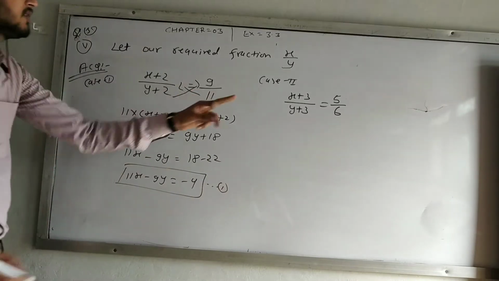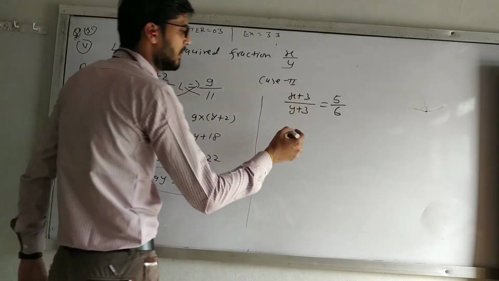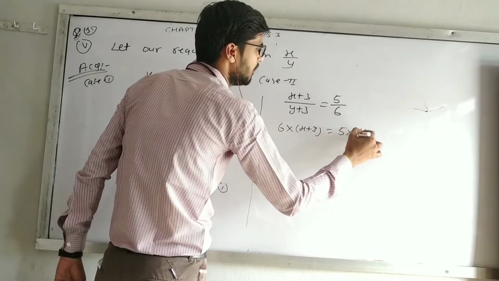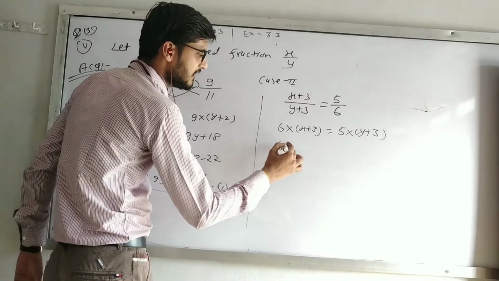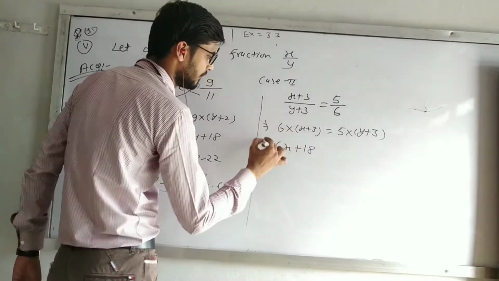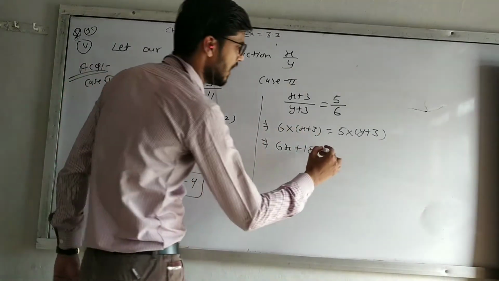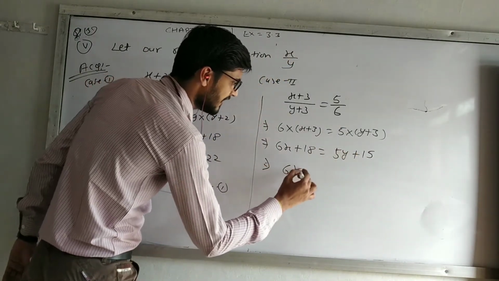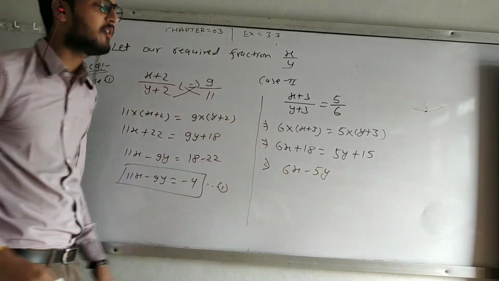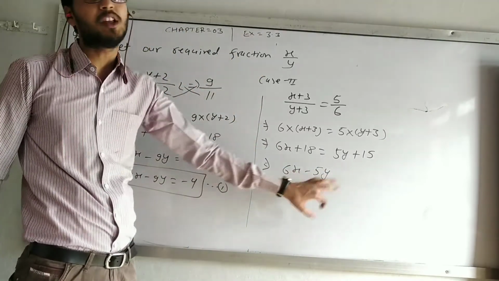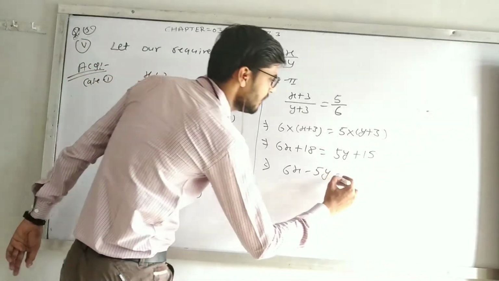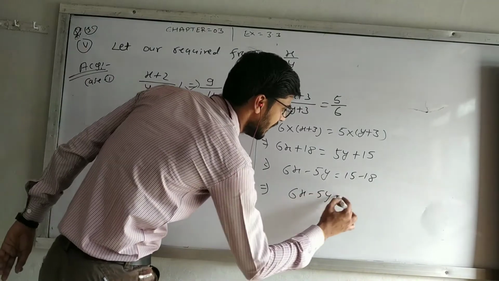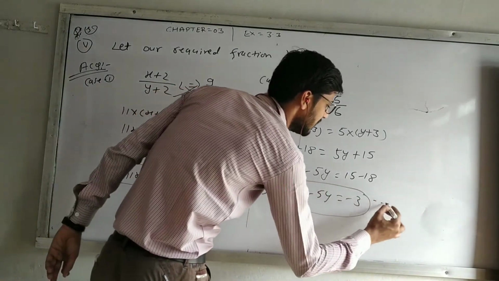Similarly, we solve this equation. Now we cross multiply. So 6 into x plus 3, and 5 into y plus 3. So 6x plus 18, 6 threes are 18. Now 5y plus 15. So 6x minus 5y, we arrange in linear equation form, which is ax plus by plus c. Equal to 15 minus 18. So 6x minus 5y equals minus 3. This is our equation 2.